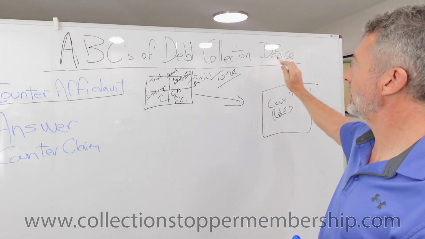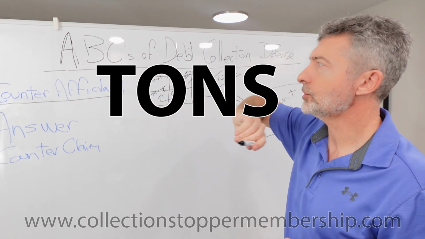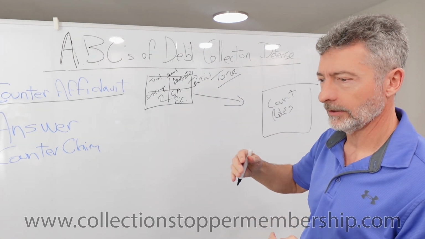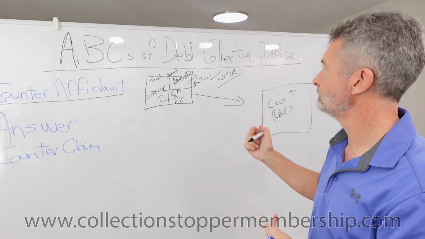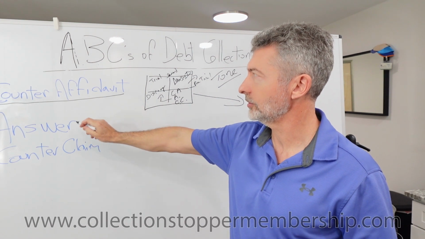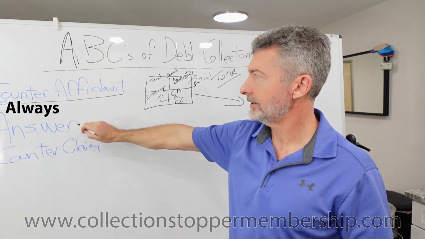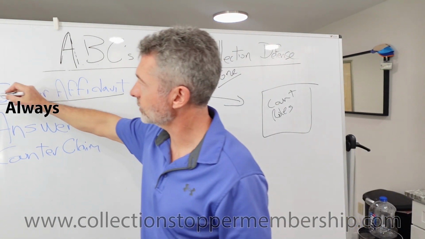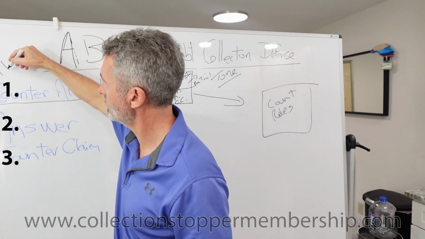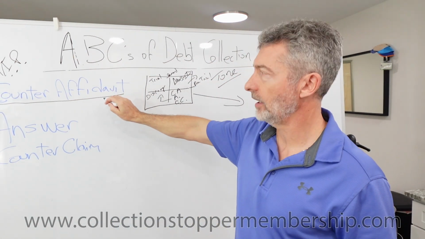With the ABCs of debt collection defense, I've included at least 3 videos. Tons of counter affidavit examples for you to research and manipulate according to your needs in your state. You can't have an answer. I want that in your mind. Do not answer a lawsuit without a counter affidavit. The answer is secondly important, and that's why it's in this order, as far as importance goes. VIP is supposed to be counter affidavit number 1.